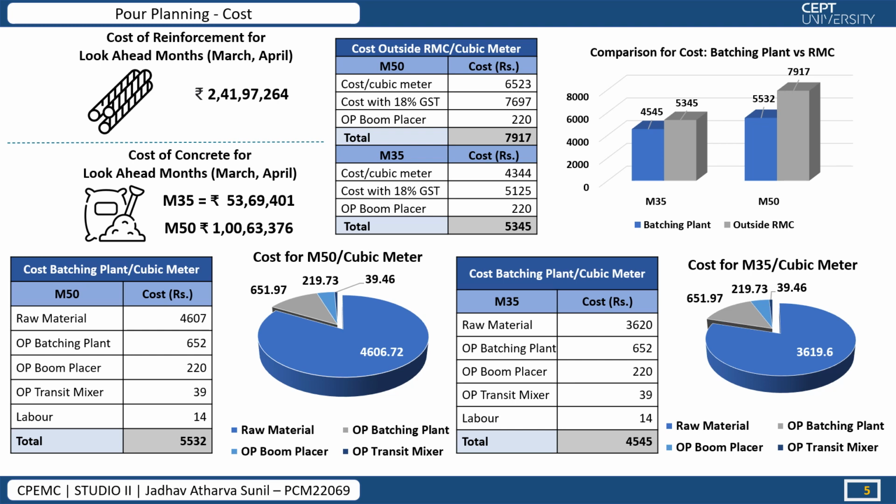Comparing cost of batching plant versus RMC, here we have derived the cost of batching plant of M50, which includes raw material, operation cost of batching plant, operation cost of boom placer, operation cost of transit mixer and labors, which is 5,532 rupees. Comparing the cost with batching plant and RMC, we can see that the cost of outside RMC is higher in both the grades of concrete. So here we can conclude that the batching plant on site is feasible for the project.